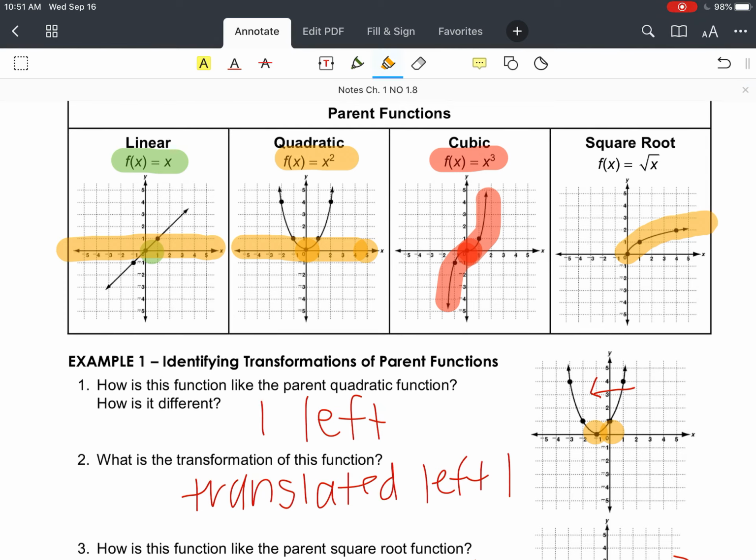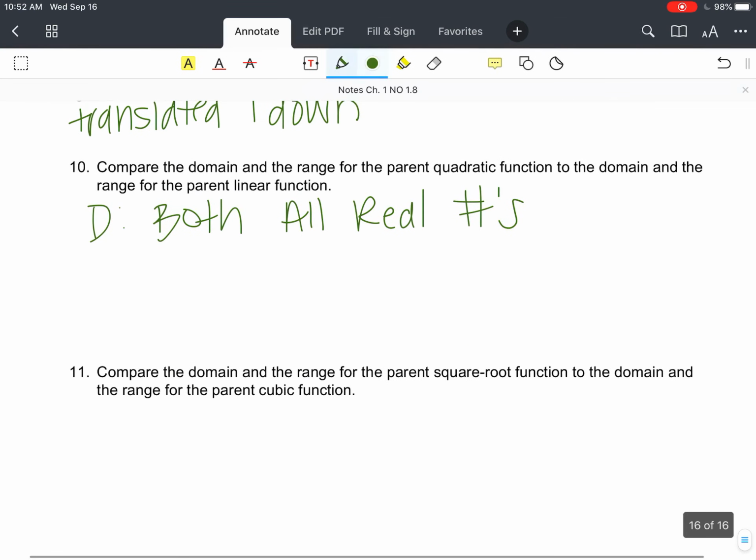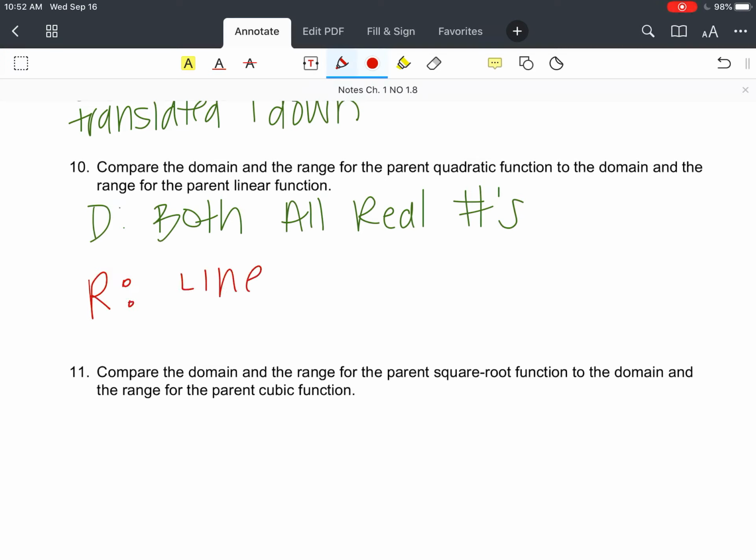Quadratic, notice I have no negative y values. I have no negative y's here. It starts at 0 and only goes above. If you think about it, it's because any number, when you square it, will become positive. So that's why my range is only 0 and above. So comparing them for my range, so the range for linear is all reals.